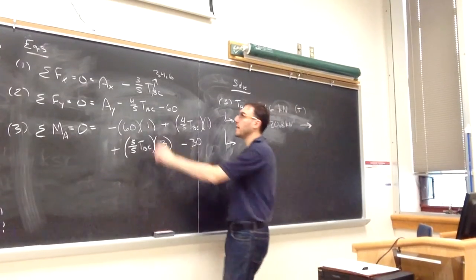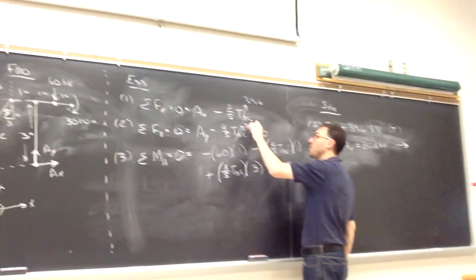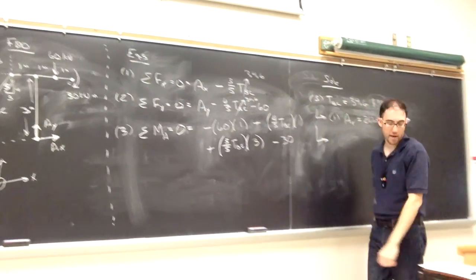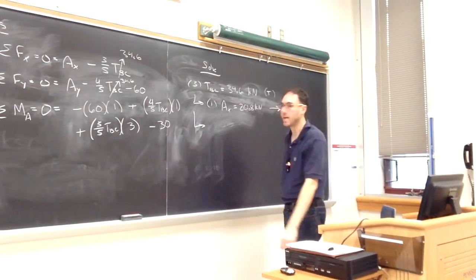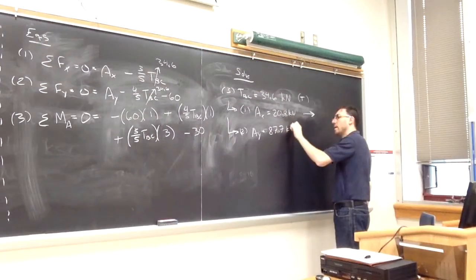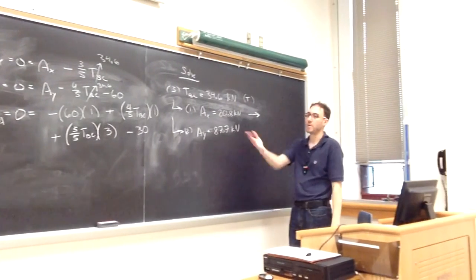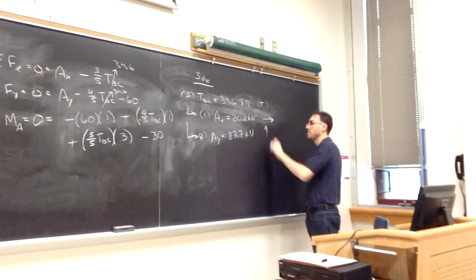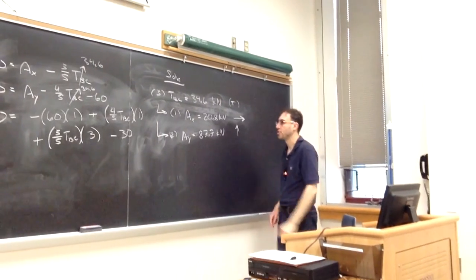Again, we know TBC. I can now plug it into my equation 2, and I can solve for AY. AY is 87.7. It's a positive value. I assumed it was up. The positive tells me that that assumption was correct. It should be pointing up.